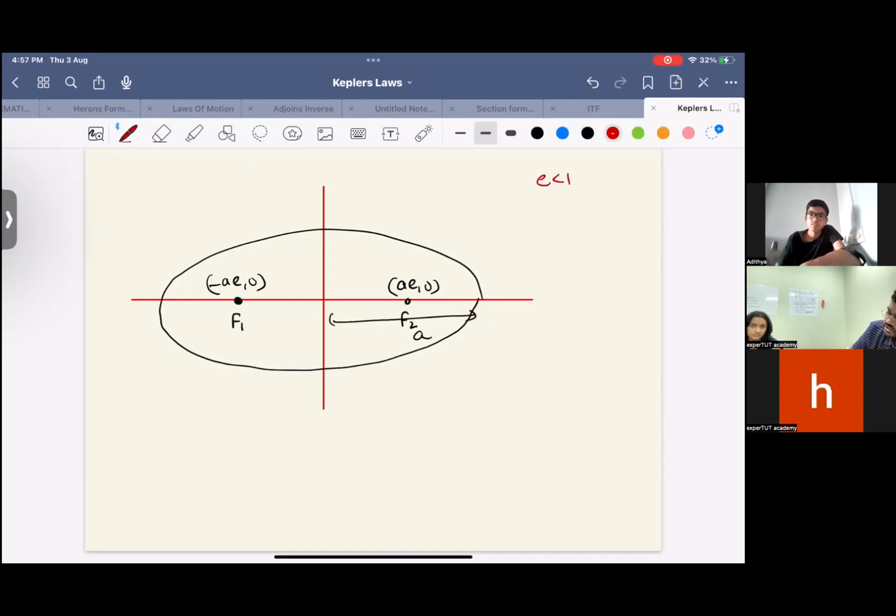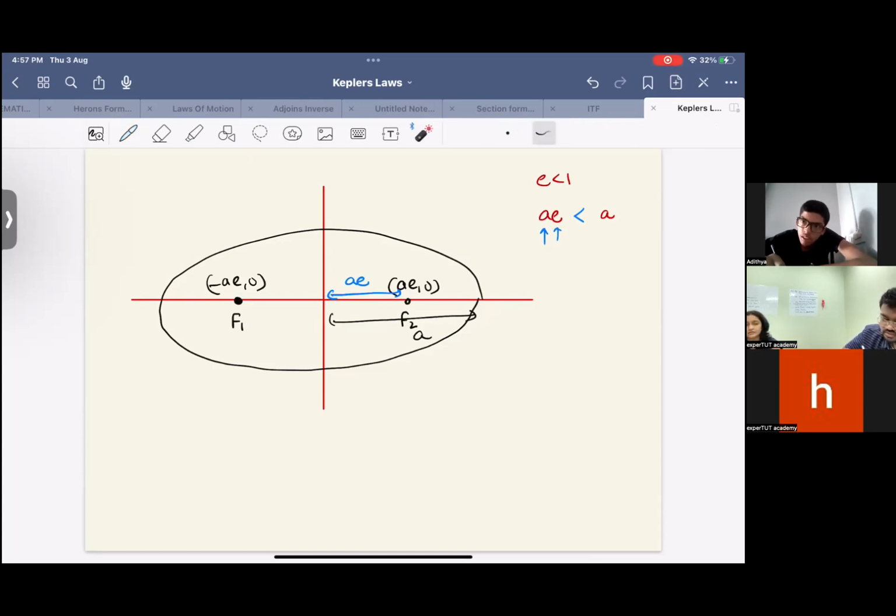Okay, and E was less than 1, right? So will AE be more than A or less than A? You are multiplying E with a number A, and E is less than 1, so AE is less than A, right? So this distance is AE, and that's why the point is AE comma 0. And this point is minus AE comma 0. Basically these two points are at a distance AE at either end.